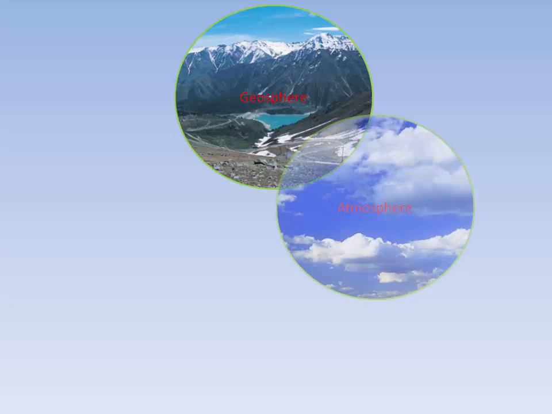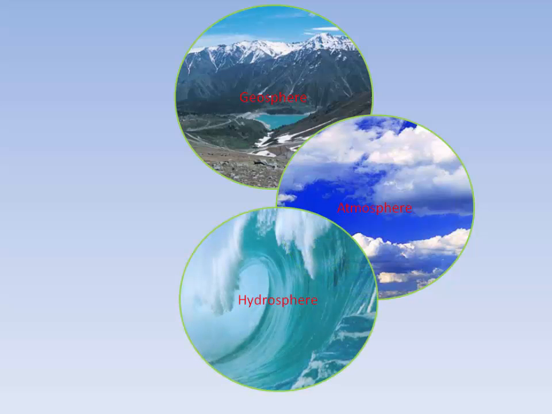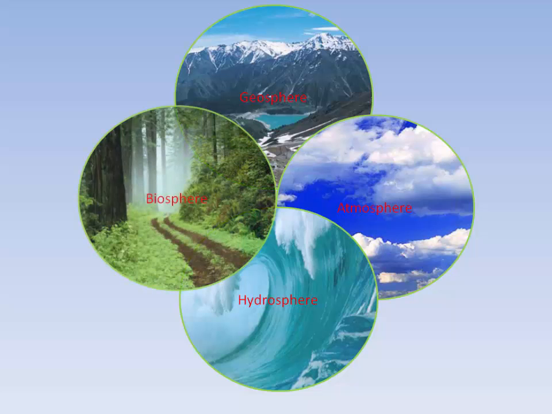So we can divide the Earth into what we call spheres. There's the geosphere. That's all the solid parts of the Earth. The atmosphere. That's the gases that surround our planet. The hydrosphere, that's all the water and ice on our planet. And the biosphere, which is all the living things on our planet. And this year we're going to focus on the biosphere. That's all the living things on the planet. That's the study of biology.